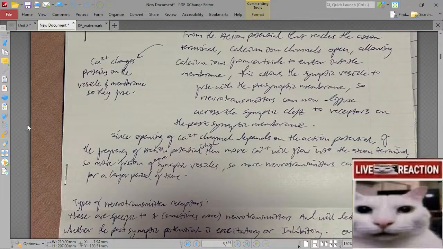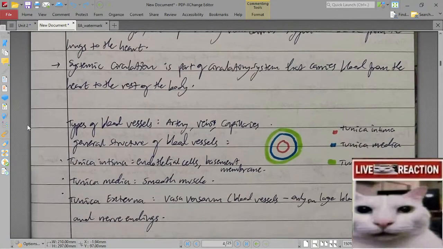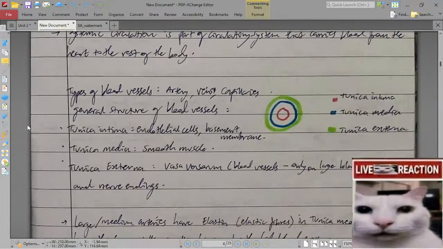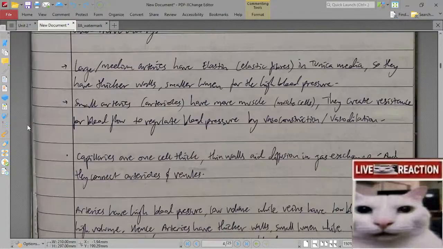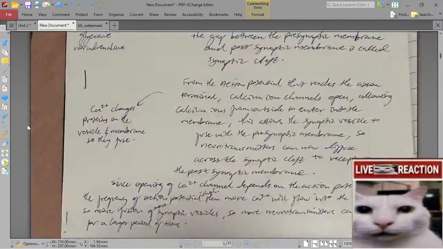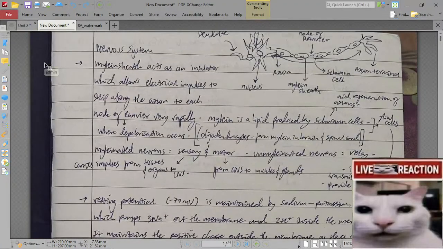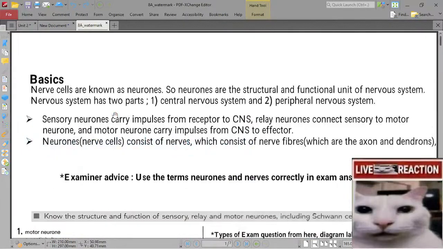The neurotransmitter can now diffuse across the synaptic cleft to the receptors on the postsynaptic membrane. It depends on the frequency of the action potential. Okay, I don't really remember how the action potential works, so I'll need to look at that. And then it talks about circulation a little bit, and then brings that back to this. I don't quite remember, so let's ignore that for now. Okay, so most of this seems pretty basic, so let's just get through this as fast as possible.